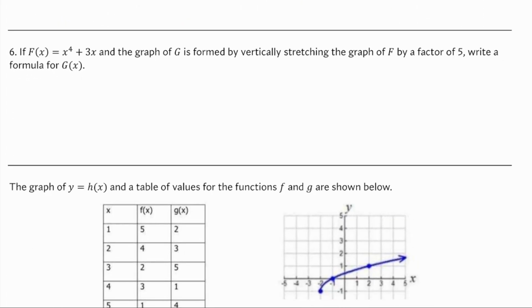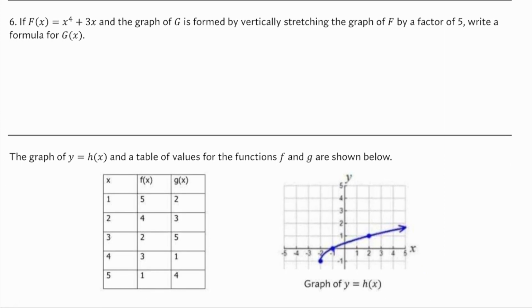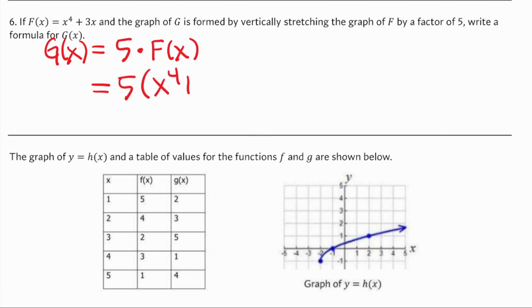Alright, if f is x to the 4 plus 3x and g is a vertical stretch of f by a factor of 5, what would happen there is a vertical stretch, so we're going to multiply on the outside. Multiplying because of the stretching, on the outside because it's vertical. So we're going to take f of x and multiply it by 5 on the outside, and that's what g of x is going to be. But an actual formula for g of x would be in terms of x. So that would be 5 times x to the 4 plus 3x, if you wanted to stop there. Or if you wanted to distribute it, you could say that was 5x to the 4 plus 15x.